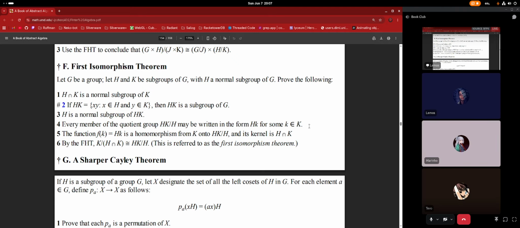Yeah, I think so. And then 6, by the fundamental homomorphism theorem, K by the intersection is isomorphic to HK by H. And this is referred to as the first isomorphism theorem. This is talking about isomorphism between two quotient groups. That's crazy.